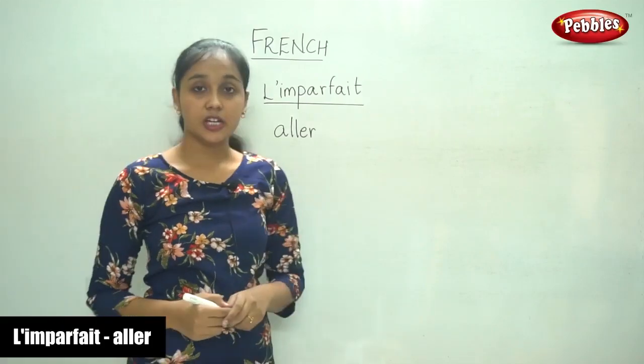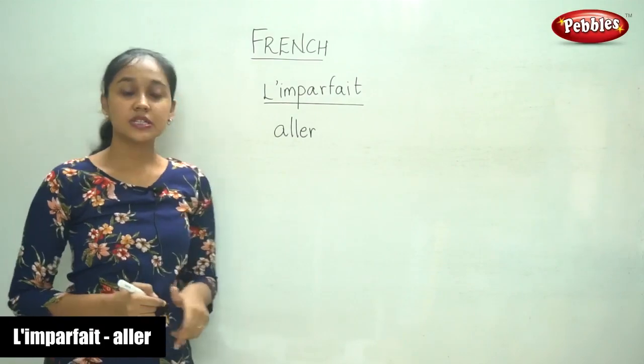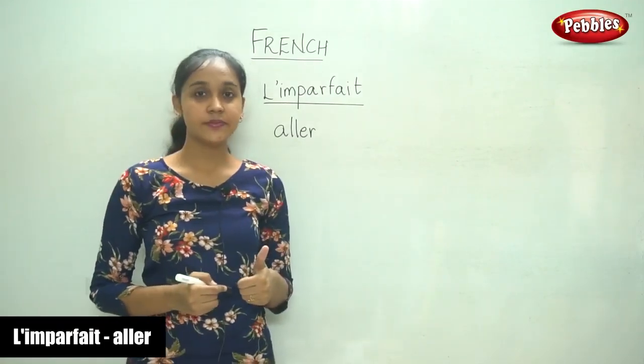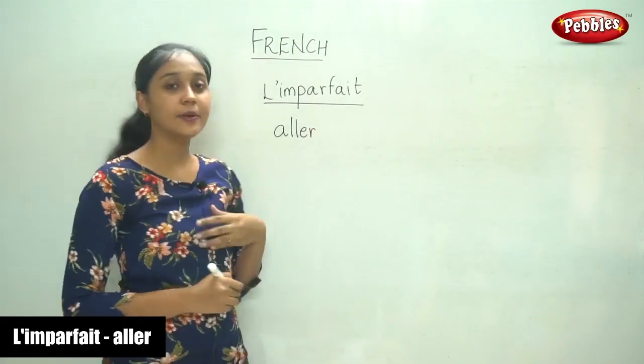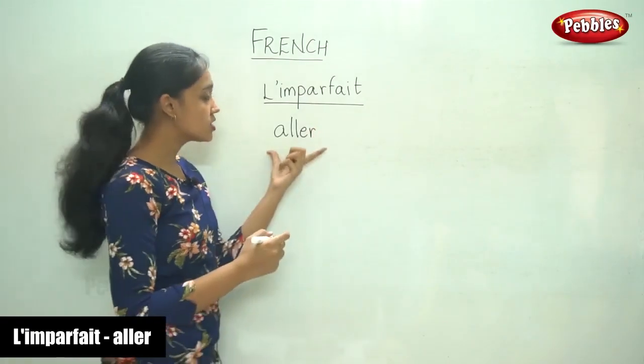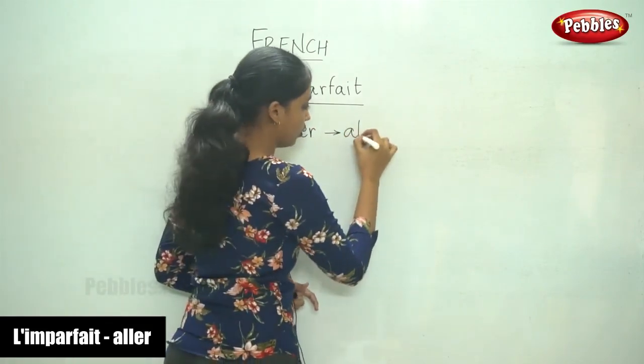The next verb we are going to see is aller. So now what is the first step for l'imparfait? We take the nous conjugation of the verb in the present tense. So what is the nous conjugation for aller? It is allons.